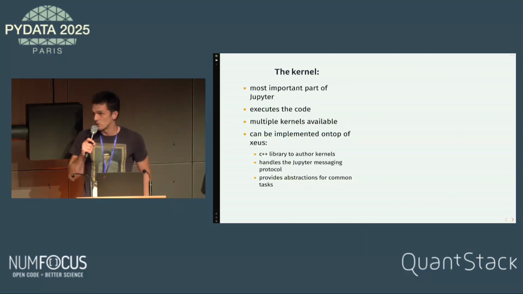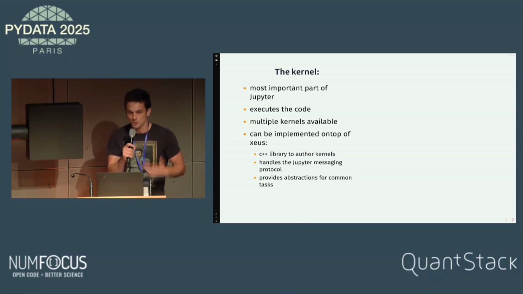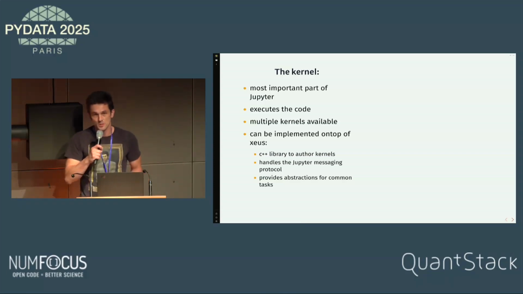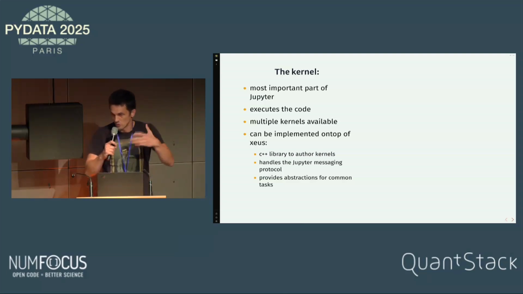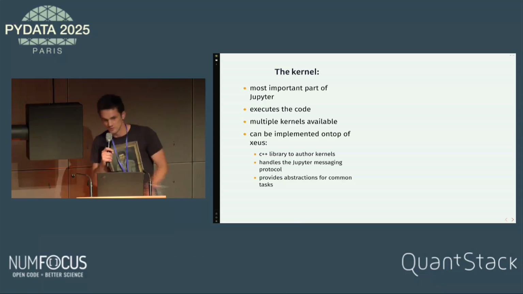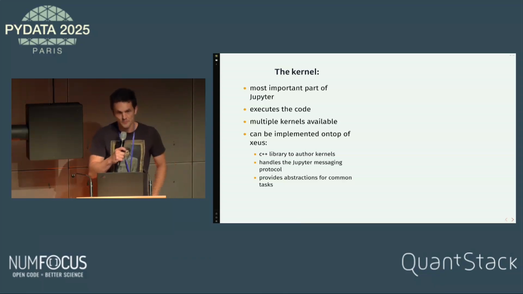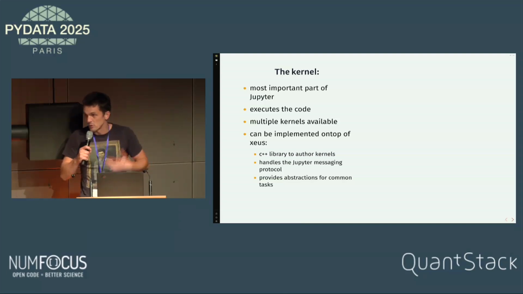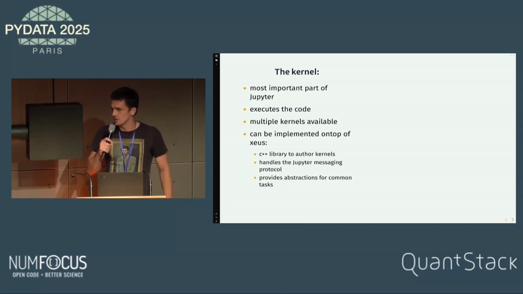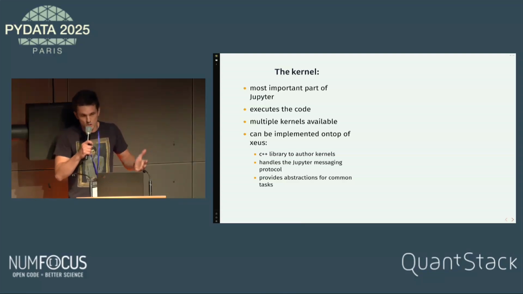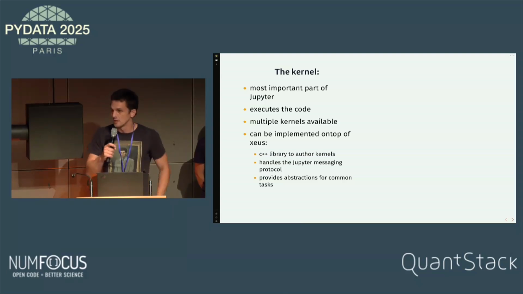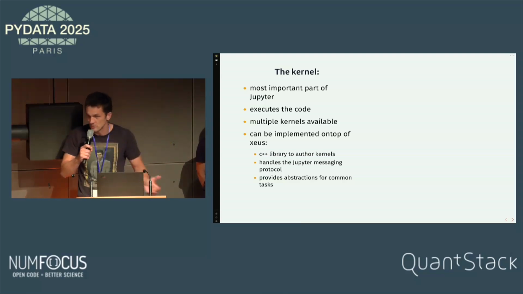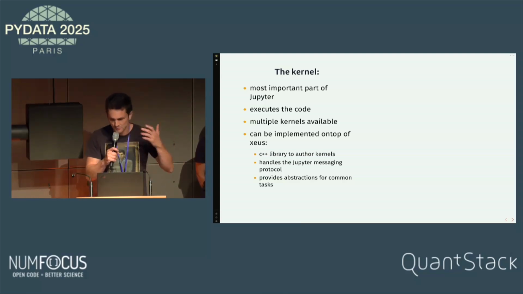The most important part of these three boxes is the kernel. The kernel is responsible for executing your code. You can think of it as passing a string with what you want to execute, like print hello world. This is sent to the kernel, and then the kernel does its job. There are, of course, multiple kernels for multiple languages, and in principle, they can be implemented in any language. But at QuantStack, we have a nifty library called xeus. That's a C++ library. If you write multiple kernels, there's a lot of boilerplate code or repetitive tasks.